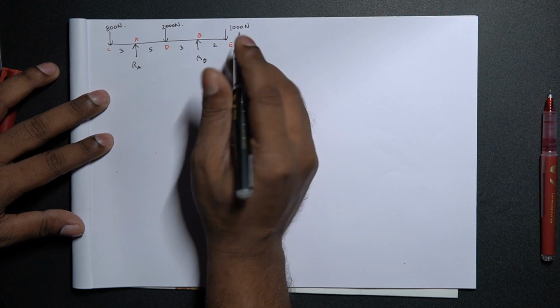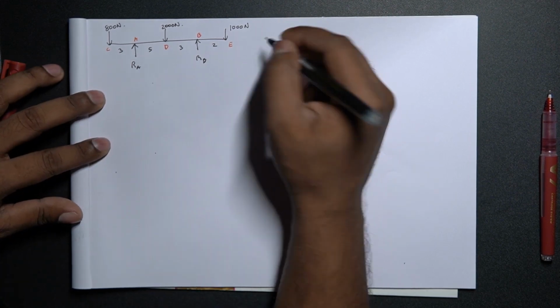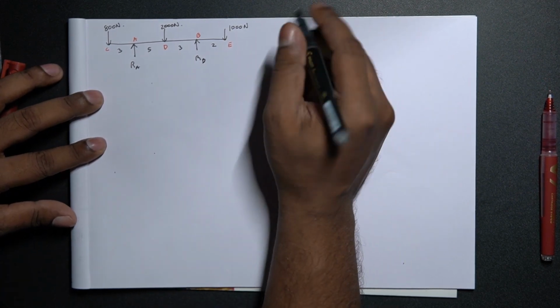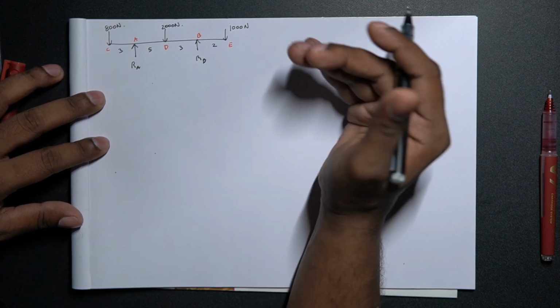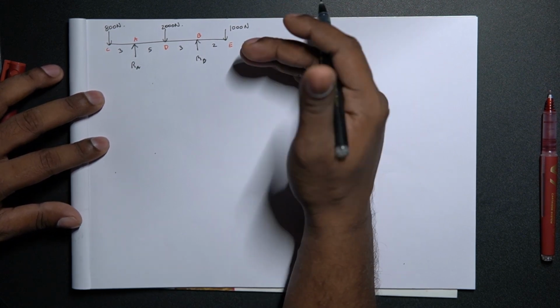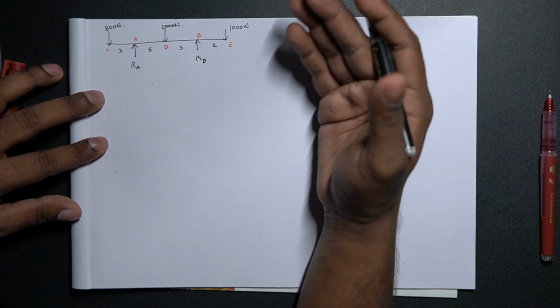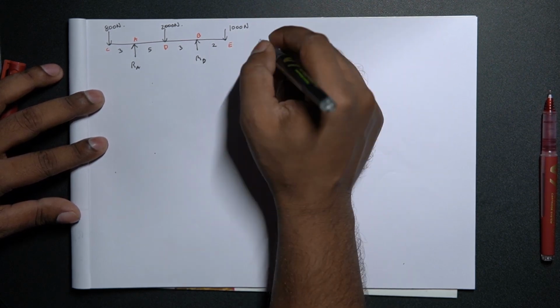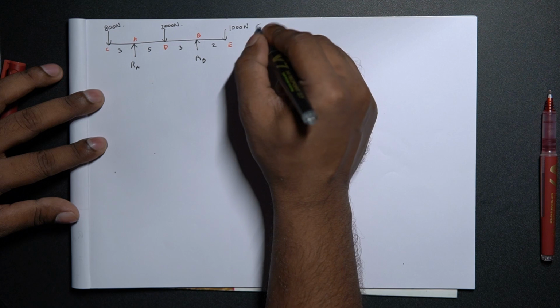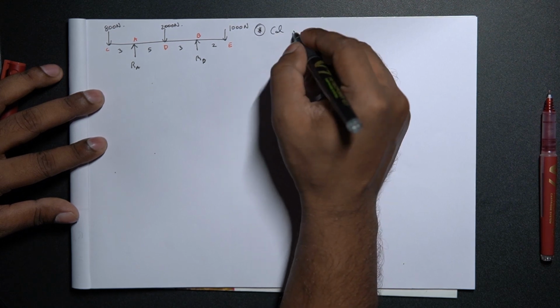So in order to solve this, it's all the usual drill. We need to calculate the reactions first, followed by shear forces, then followed by bending moments, followed by maximum or minimum bending moment, whichever comes. So first point, calculating the reactions.